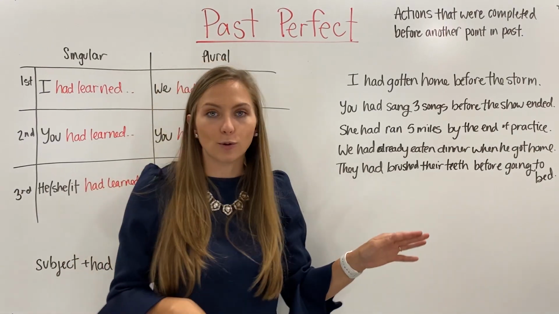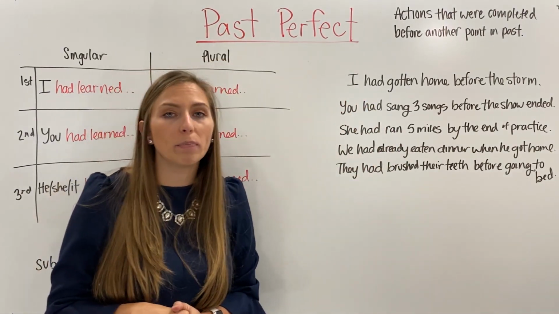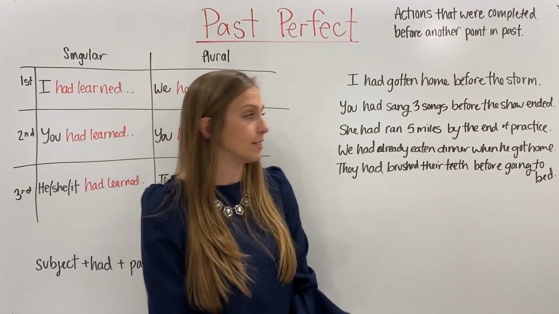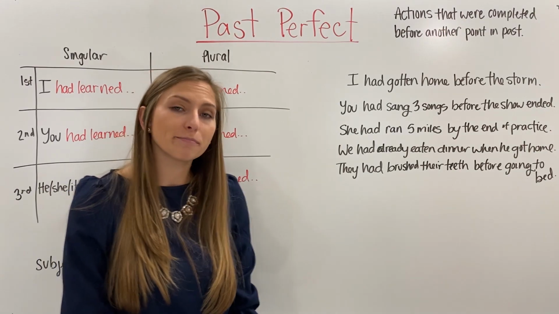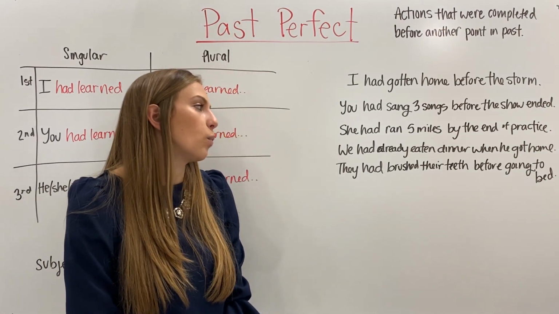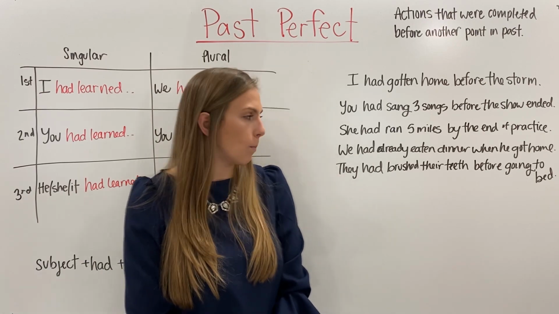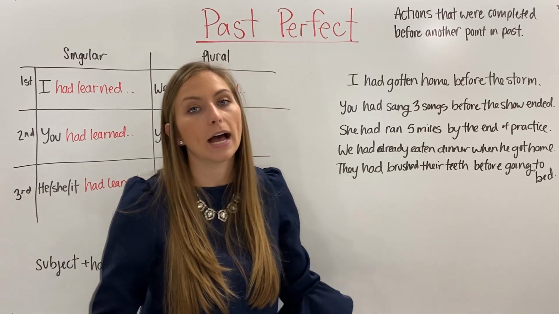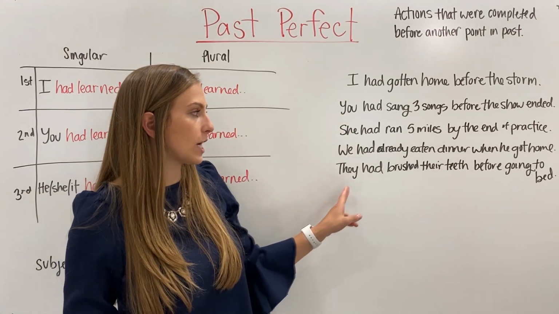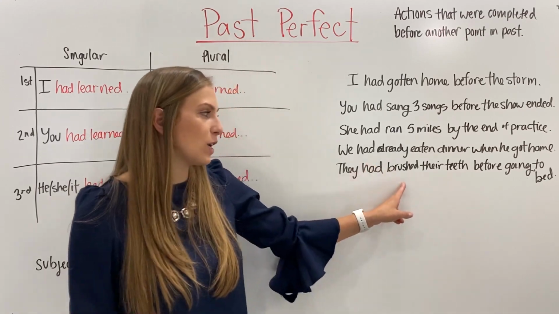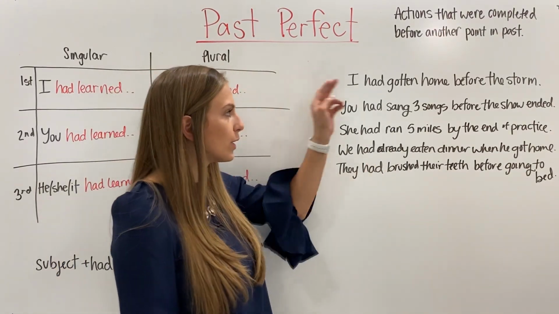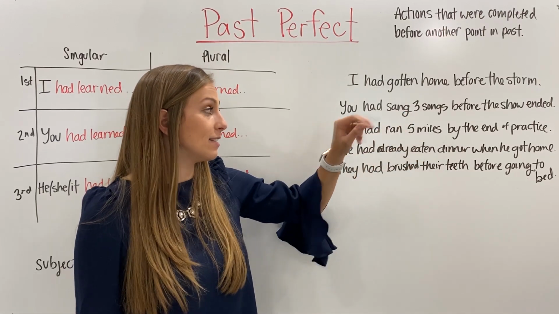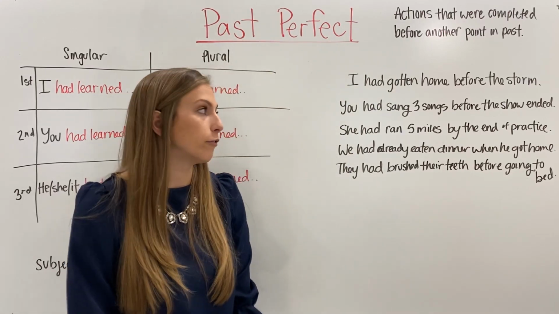Okay, let's look at some examples. I had gotten home before the storm. You had sang 3 songs before the show ended. She had ran 5 miles by the end of practice. We had already eaten dinner when he got home. They had brushed their teeth before going to bed. Okay, so as you notice, we always have our subject, then we have had, then we use our past participle. So as you can see, we do have some irregular verbs here. Eaten, ran, and sang and gotten are all irregular verbs.